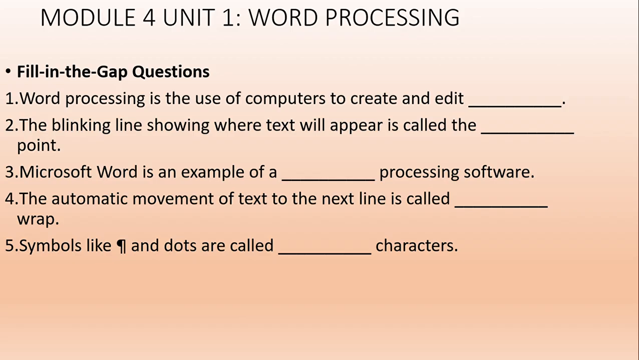Yeah. So question 3. Microsoft Word is an example of a dash processing software. The answer is already in the question. So word processing software. So number 4, the automatic movement of text to the next line is called dash wrap.